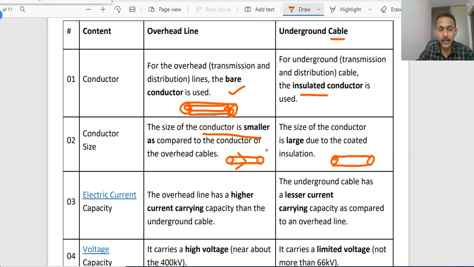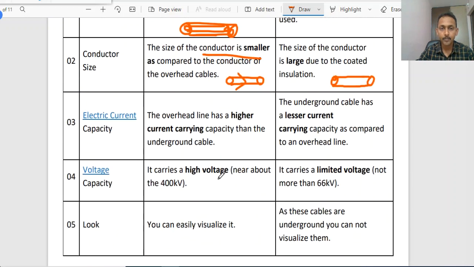Similarly, the current carrying capacity is higher in overhead line and less in underground cables, and it can be transmitted at higher voltage levels because the lines can withstand very high magnitudes of voltage. If it is cable, it is limited to not more than 66 kV. So if it is overhead transmission, it can withstand 400 kV.